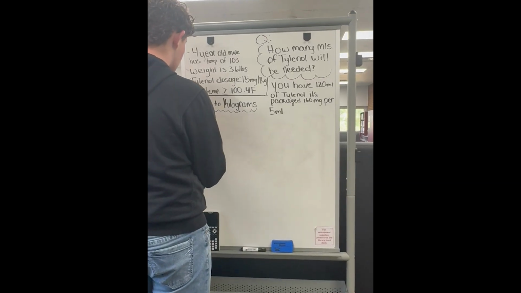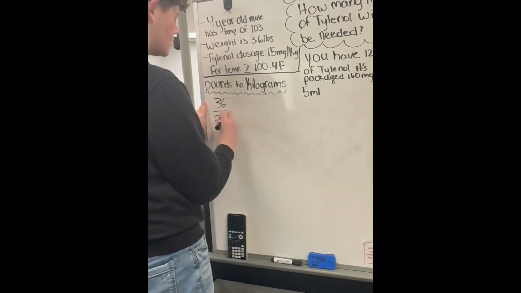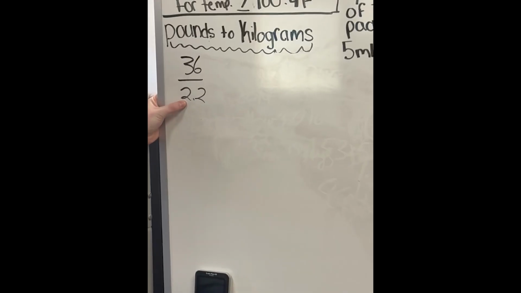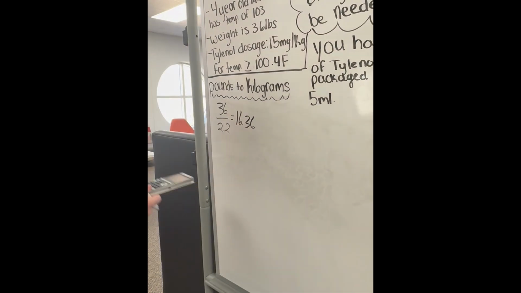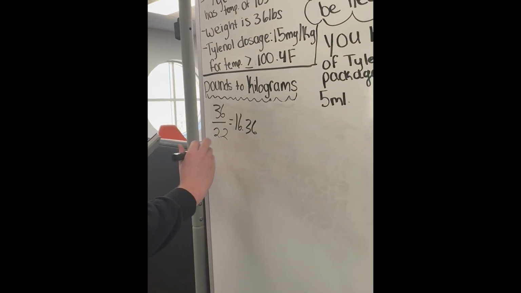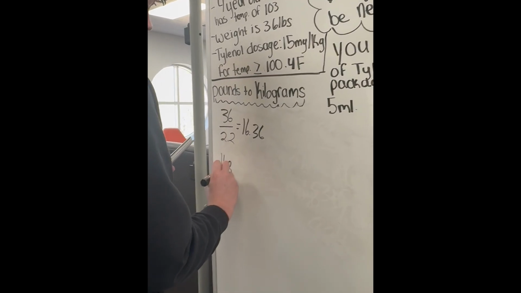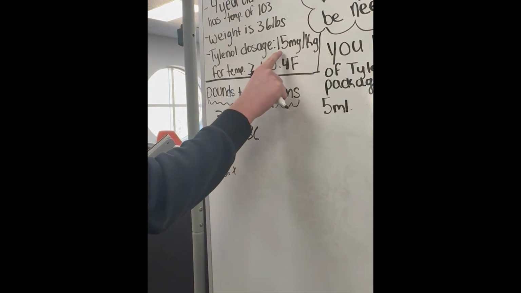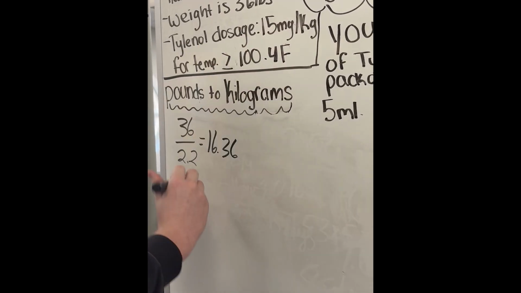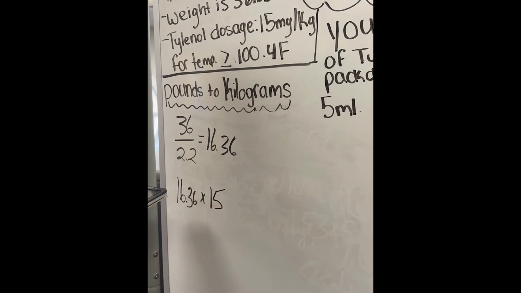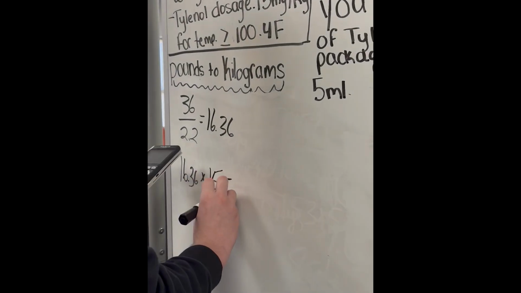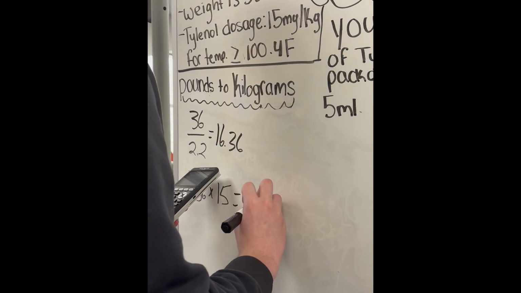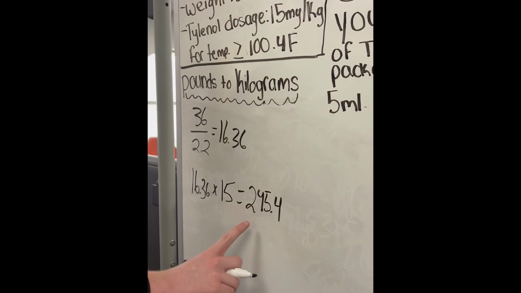So first we're going to start with 36 pounds divided by 2.2 because there are 2.2 pounds per kilogram. And once you divide that out, you're going to get 16.36. And now you've got your 16.36. You're going to take it and multiply it by your 15 because that is the dosage amount. So 16.36 times 15 is going to give you 245.4.